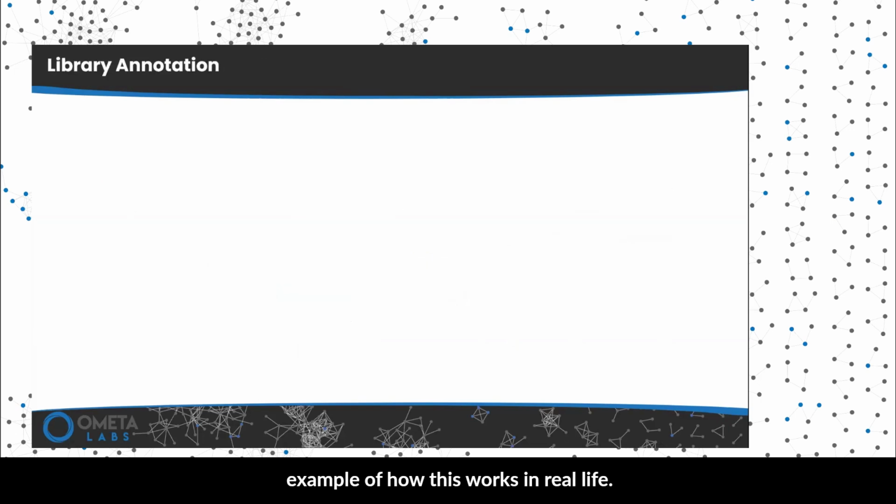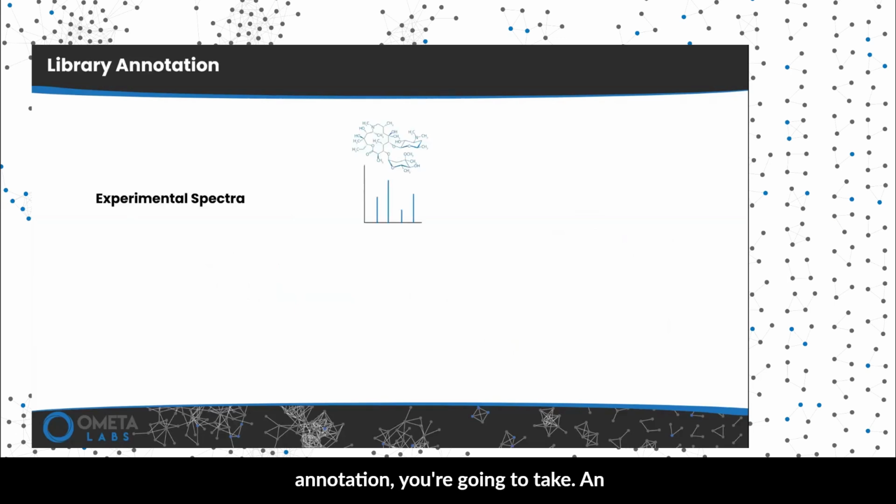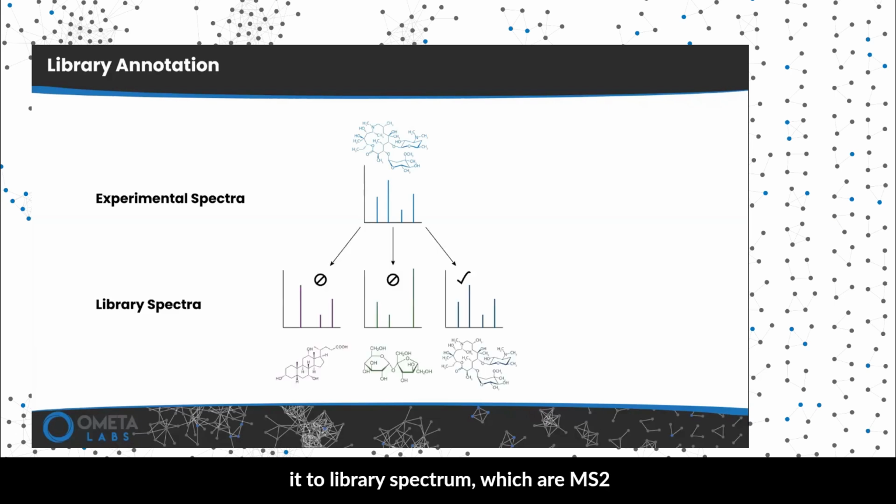Here's an example of how this works in real life. Well, actually, the practical way that we do this is through a process called library annotation. So in library annotation, you're going to take an experimental spectrum. In this case, this is the MS2 spectrum of azithromycin. And you're going to compare it to library spectra, which are MS2 spectra from known compounds. And you're going to use an algorithm that compares both the mass of your MS2 peaks as well as their intensities to find the library spectrum that is the best match to your experimental spectrum.